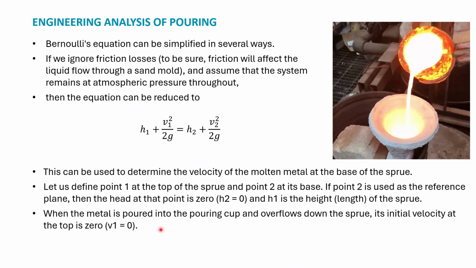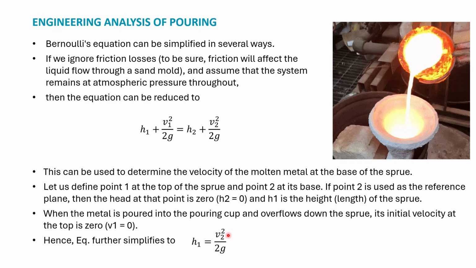When the metal is poured into the pouring cup and overflows down the sprue, its initial velocity at the top is going to be 0. Then we only need to know its velocity at the bottom. Now we can see in this equation that this term will be 0 and that will be 0. So simply I can say that h is equal to the velocity 2 squared divided by 2g. Then I can find the velocity v2.